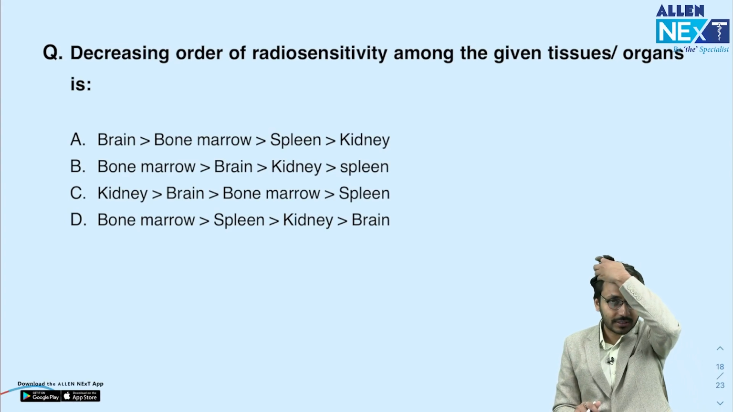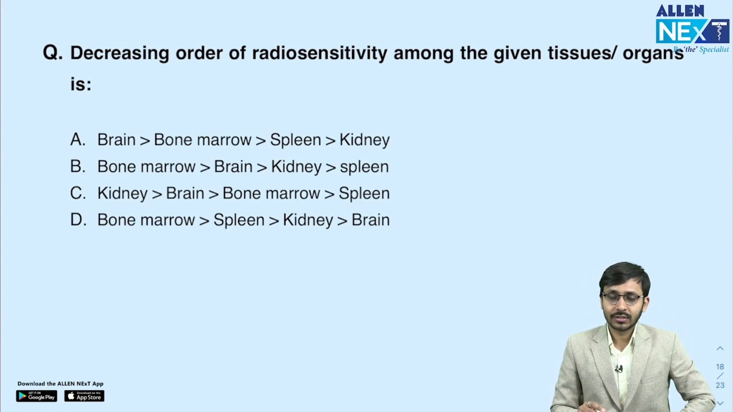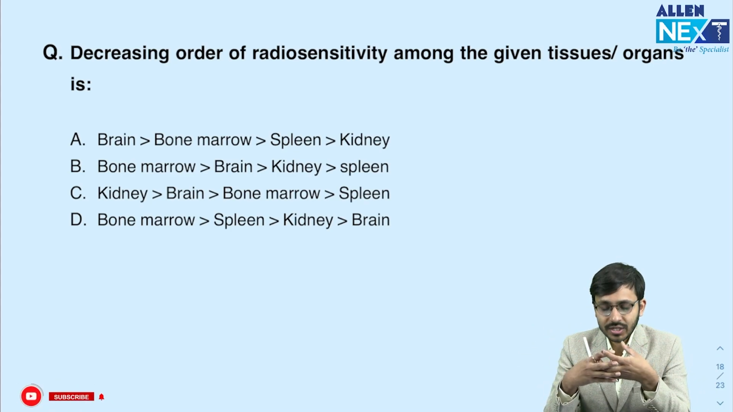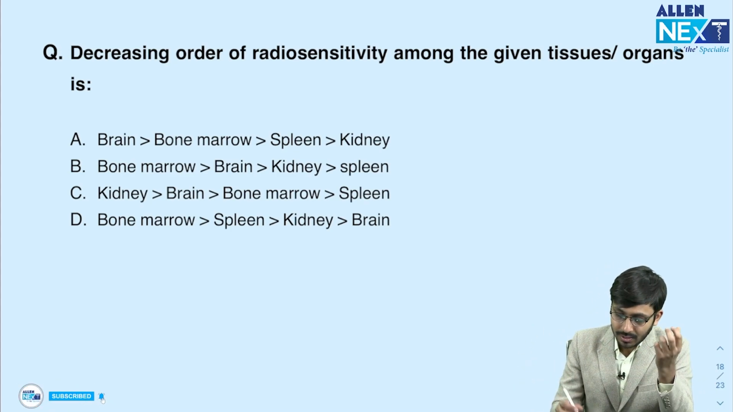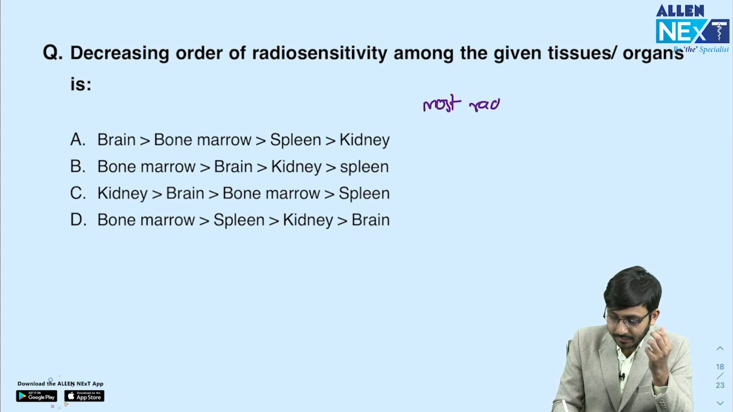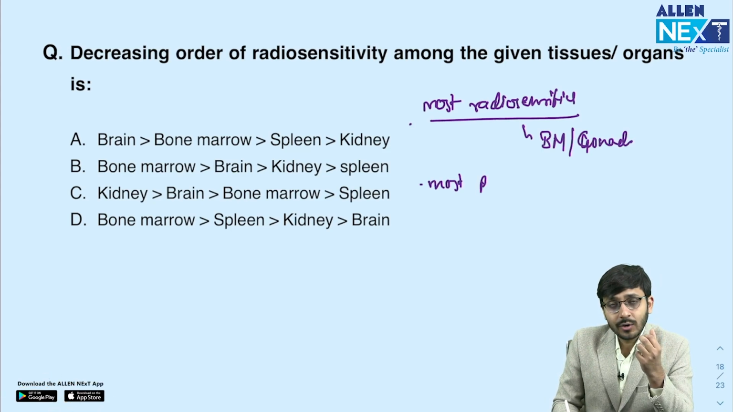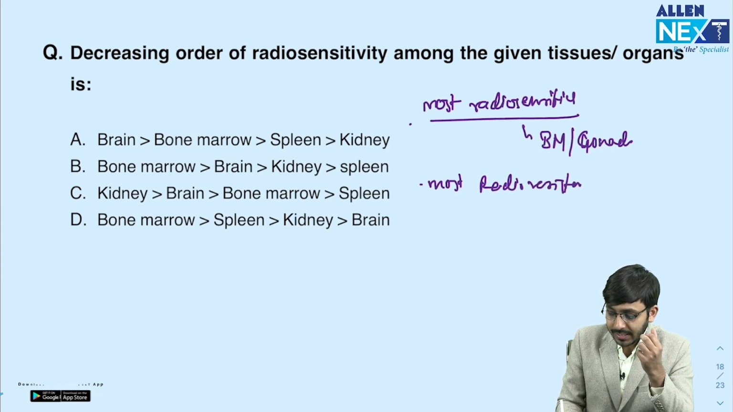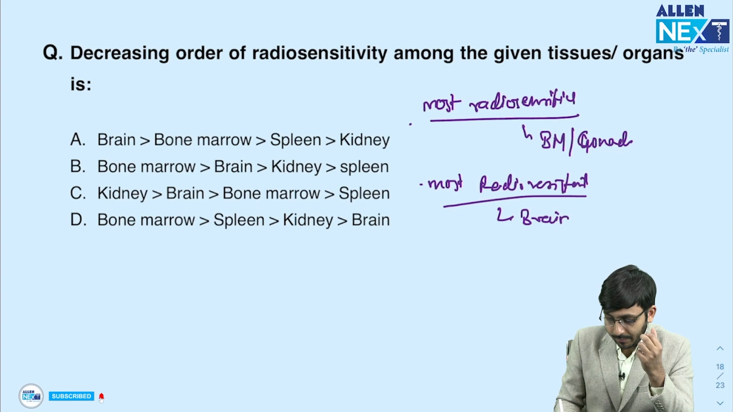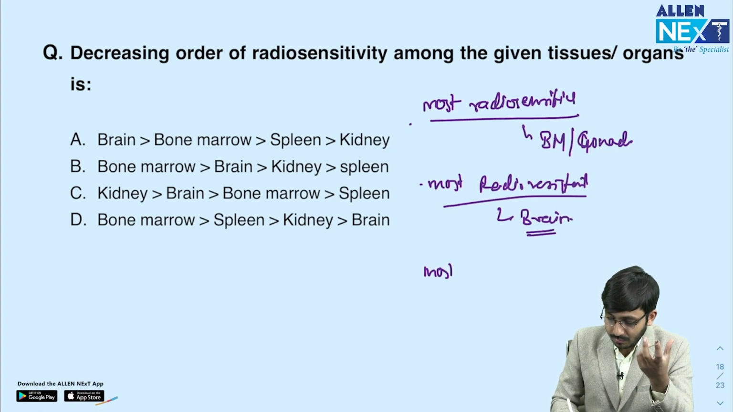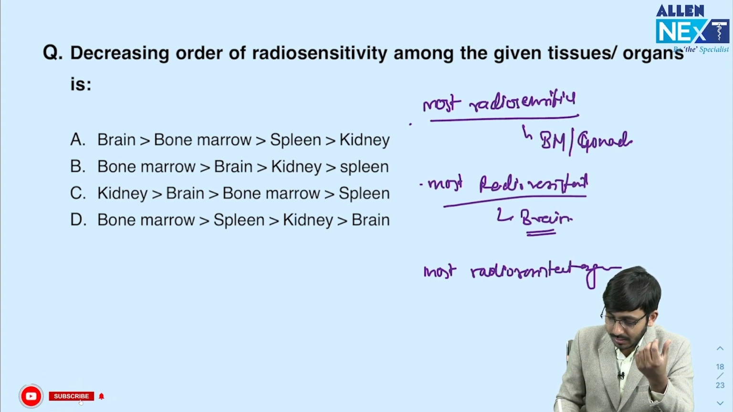Now, decreasing order of radiosensitivity among the given tissues and organs. So this is again a memorizing question, no great concept here. So remember, the most radiosensitive organ is bone marrow or gonads, both. Okay, the most radioresistant is the nervous tissue, so brain. Now, if we are asking about the most radioresistant organ, then the answer is vagina.